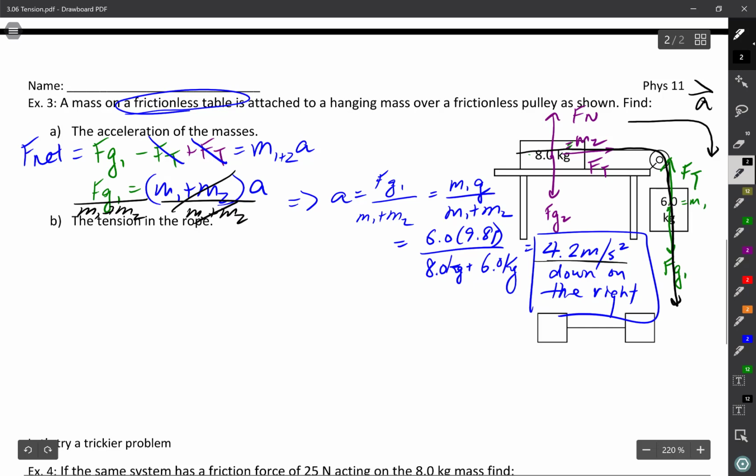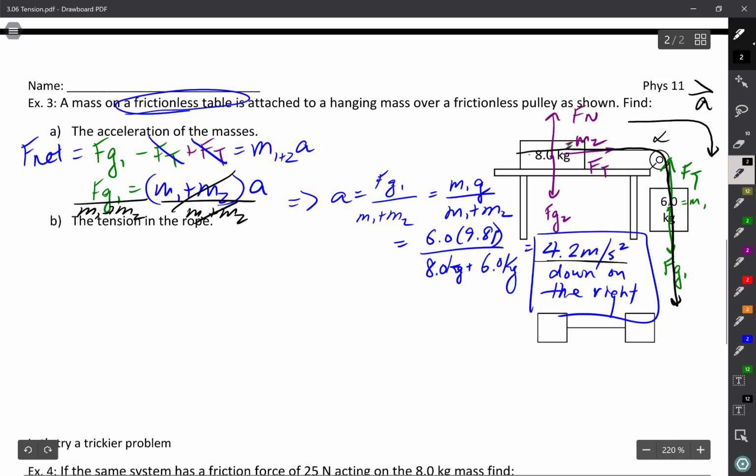Because if you imagine you cut the string right there, then this 6 kilogram mass would fall, and the acceleration of that would be 9.81. But now it has to drag another mass across the table. Luckily, it doesn't have any friction to counter, which would further decrease acceleration.